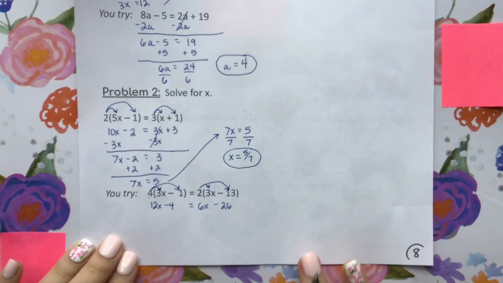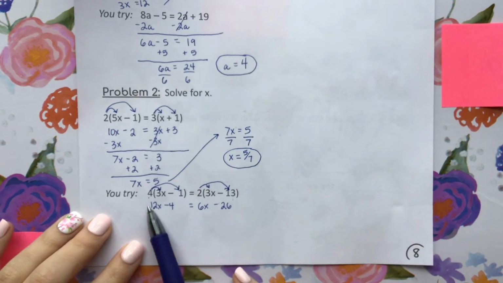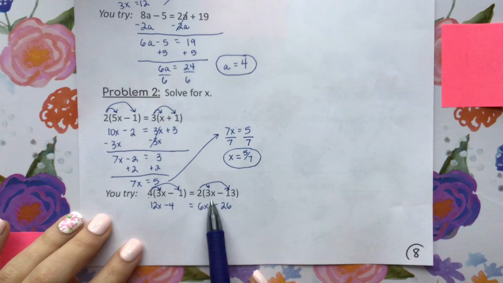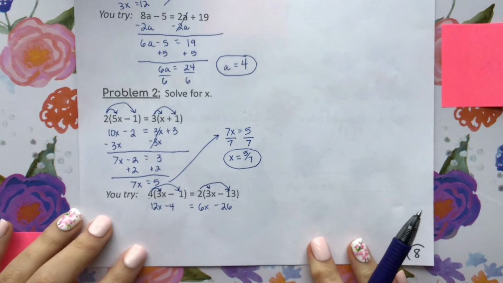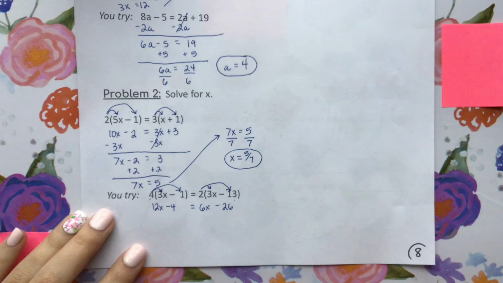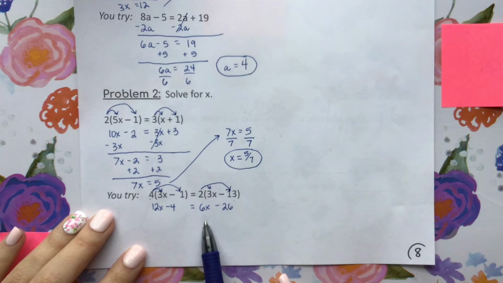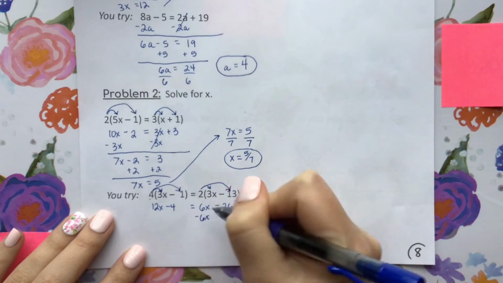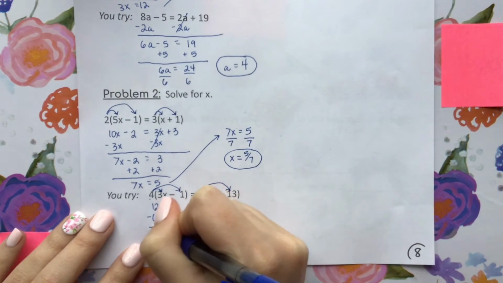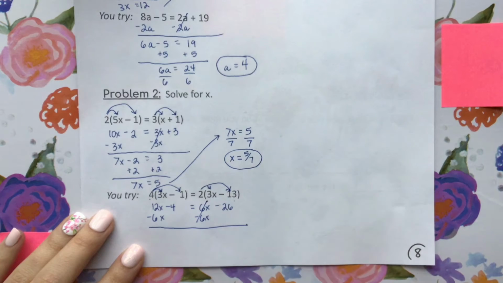Okay, we're back. I had an issue with the camera. So I distributed the 4, and I distributed the 2. So now we're continuing on, and I want to get my x's together. You're allowed to subtract 12x from both sides. You can do that, but it's easier to subtract 6x. So that's why I'm going to do it this way. But I cannot stress enough, there is more than one way to get to the right solution.